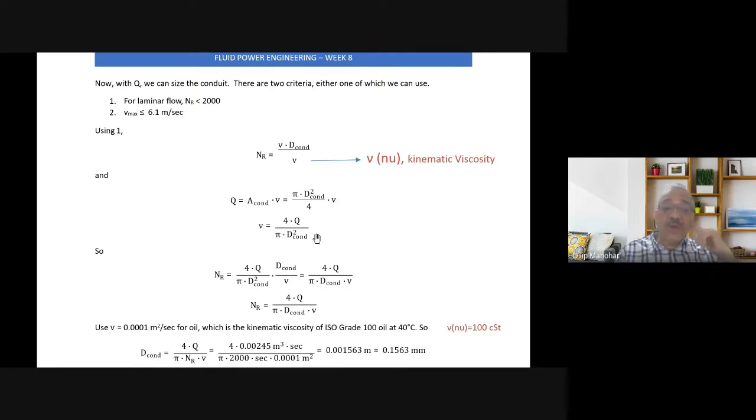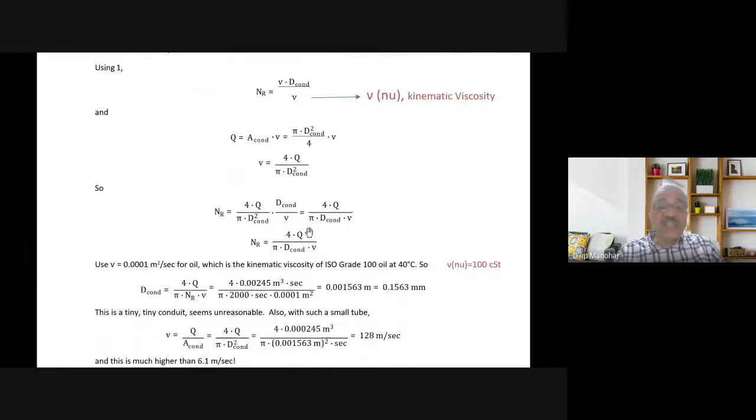So now with this we equate velocity with respect to the calculation from NR. We know the NR also, Reynolds number. NR is known in terms of velocity, conduit diameter into velocity. So equate that with the equation from here. NR is put in terms of the parameters: 4 into Q divided by pi into d conduit square, into d conduit upon nu. So that gives you an equation for the Reynolds number in terms of other parameters.